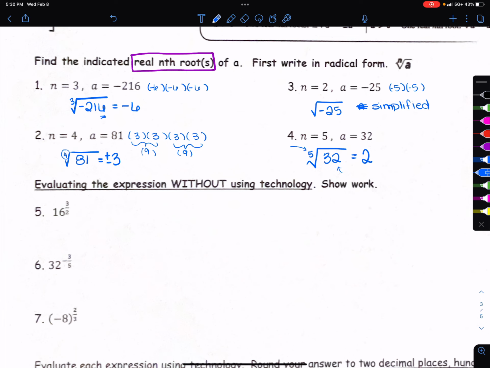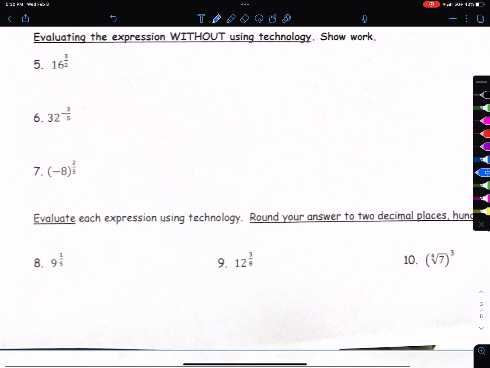All right, so on these next ones, when we're evaluating the expression without using technology, so on these ones you definitely should not have a calculator. We've got to learn how to do these without. We are going to take our rational exponent and we are going to turn it into a radical.